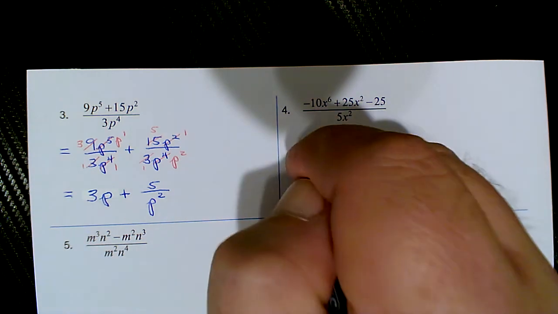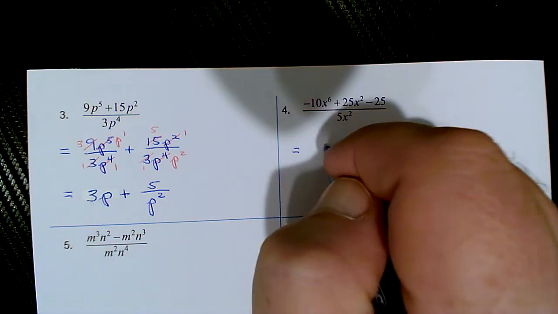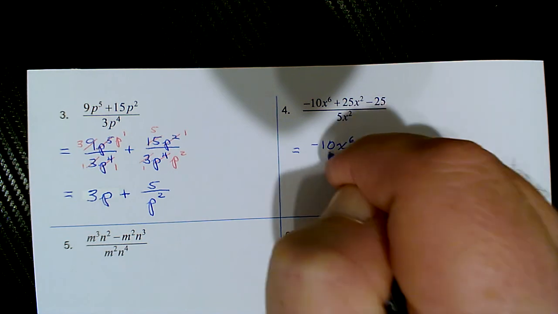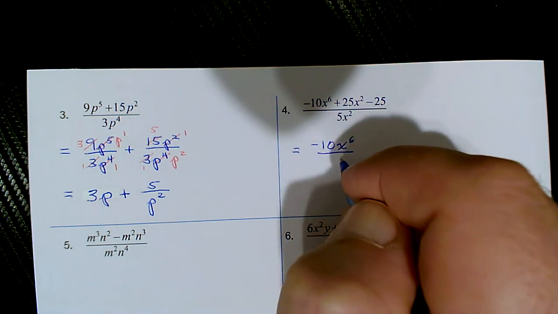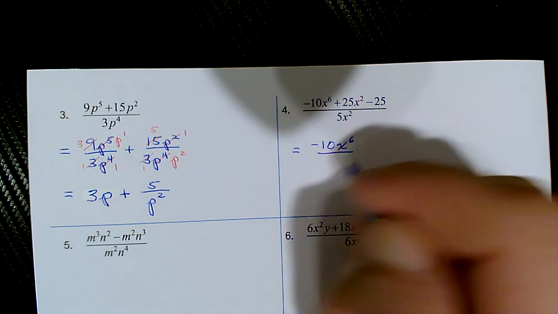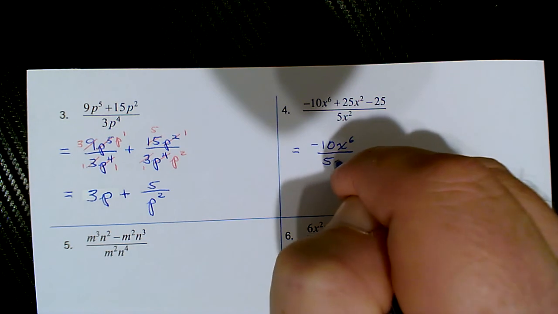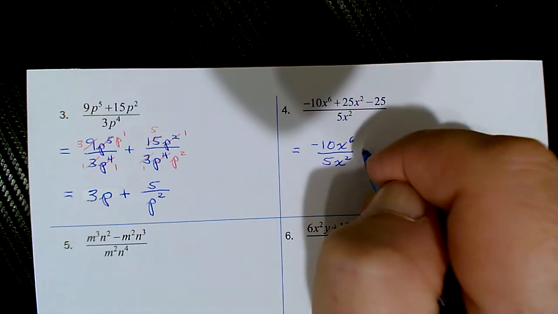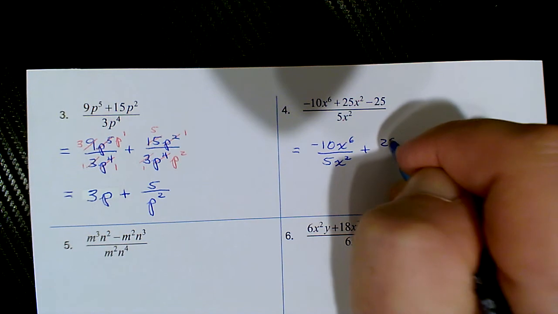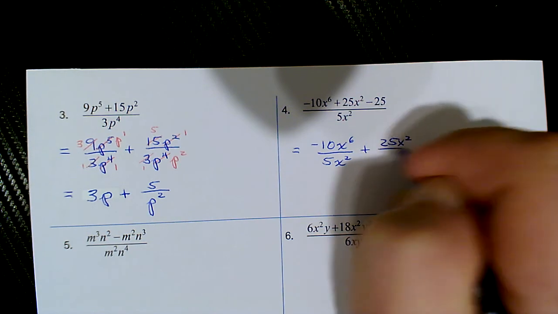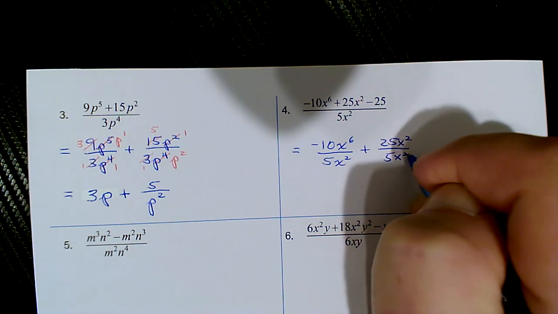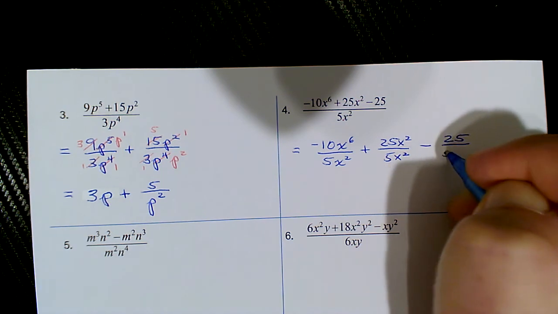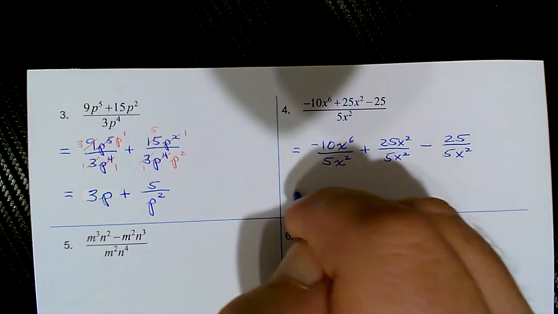Here's an example, extending to more than 2 terms, variables involved. Again, just take the step to recopy each term of the numerator divided by that term in the denominator. So negative 10x to the 6th gets divided by 5x squared, plus 25x squared gets divided by 5x squared, and the minus 25 gets divided by the 5x squared.